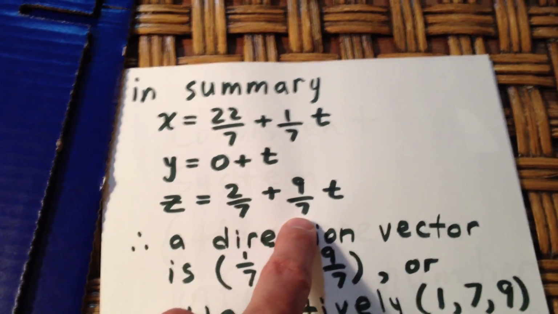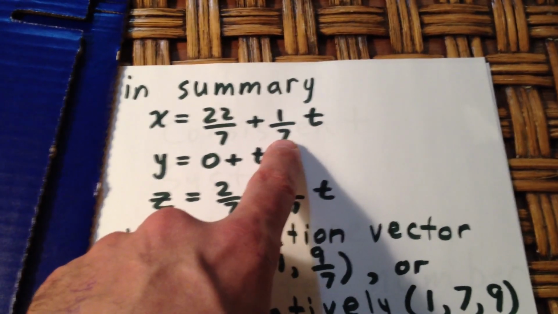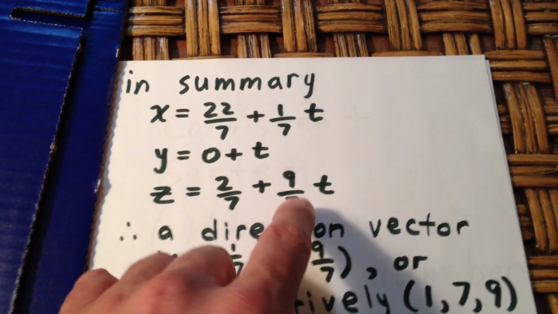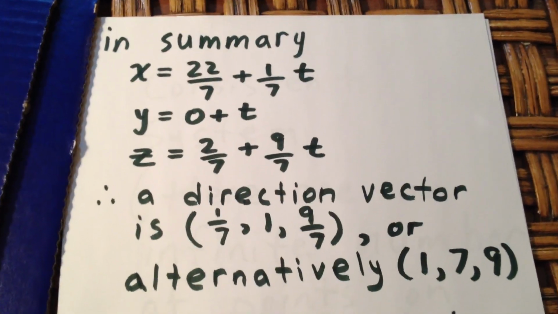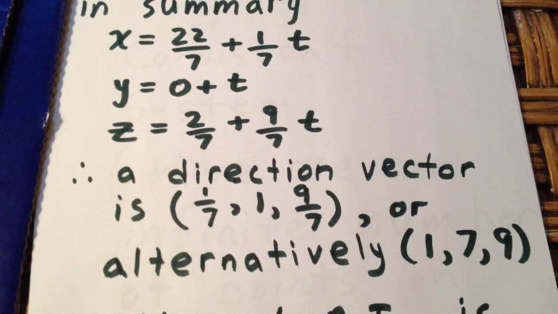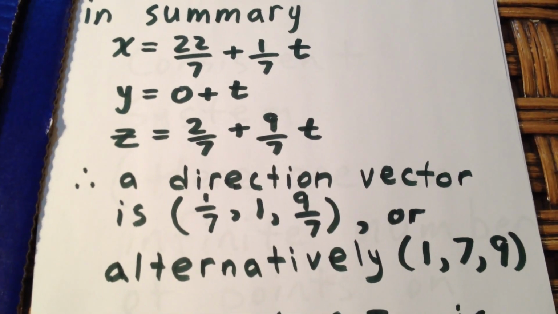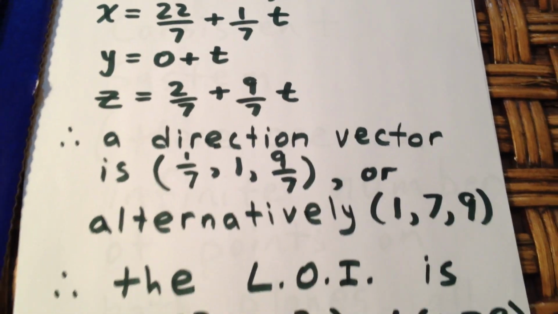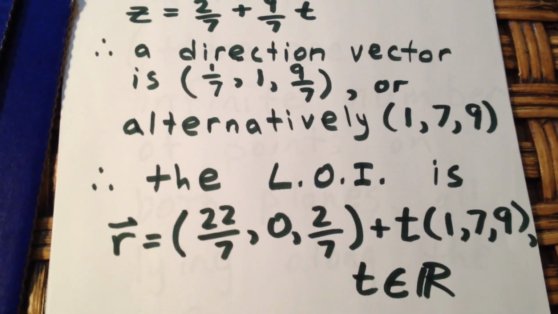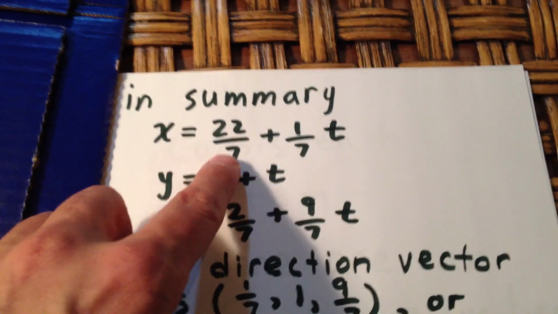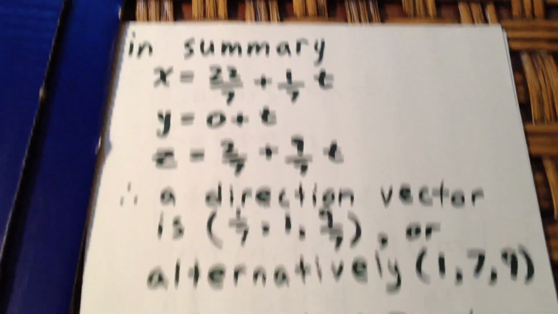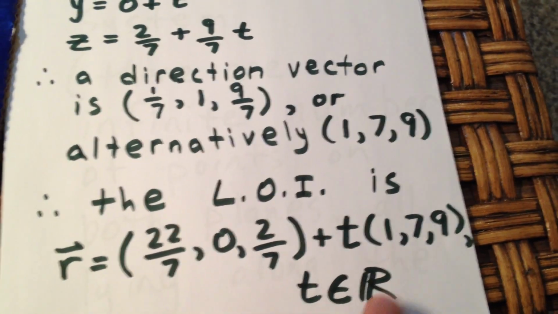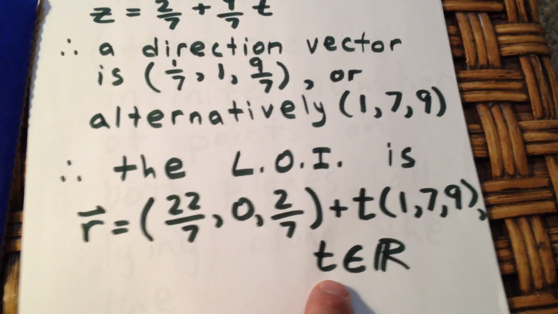Now looking at this, we can see that our direction vector is (1/7, 1, 9/7), because it's the coefficients of the parameter. We can multiply through by 7 since it's a direction vector, and we can say it's (1, 7, 9). So the line of intersection is the point that we know, which is (22/7, 0, 2/7), plus t times the direction vector of (1, 7, 9), where t is an element of the reals.